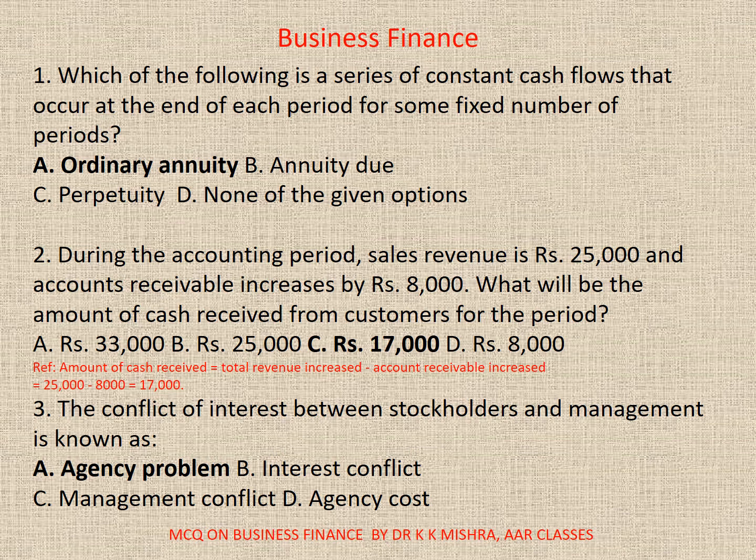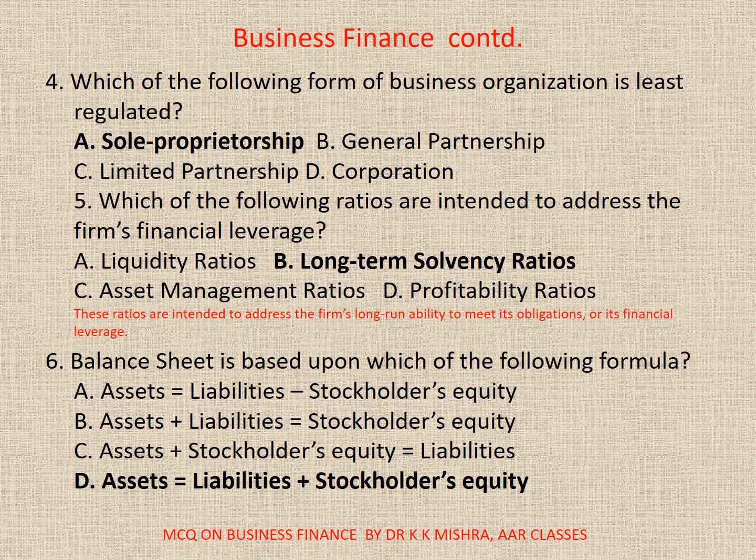Question number 3. The conflict of interest between stockholders and management is known as A. Agency problem, B. Interest conflict, C. Management conflict, D. Agency cost. Here correct option is A. Agency problem.